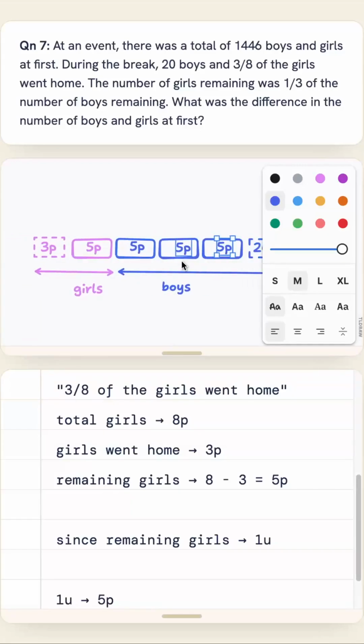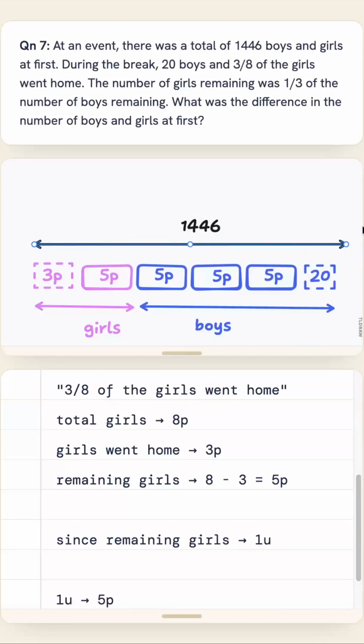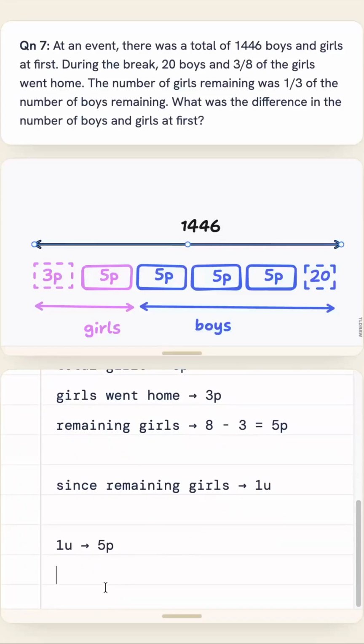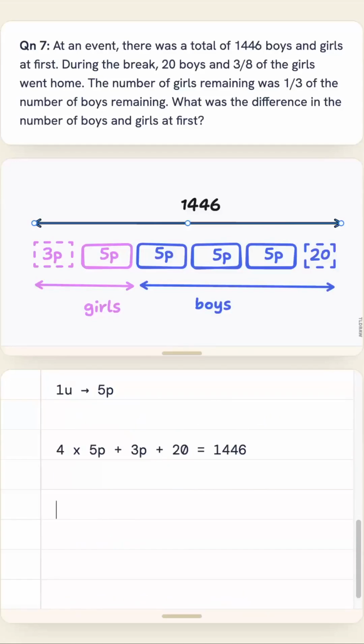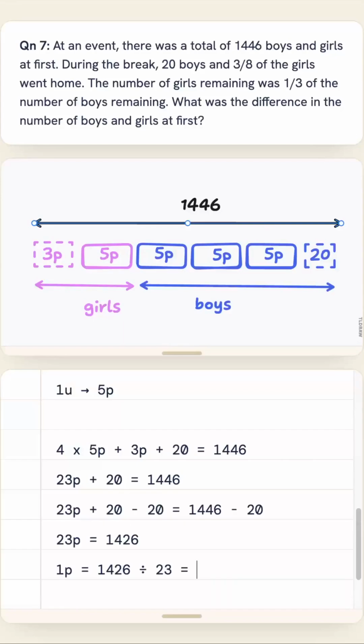Then you could see that we can actually create an equation based on this. And we know the total number of boys and girls is 1446. So that means if you were to calculate from the model itself, it's actually 1, 2, 3, 4. So 4 times 5p plus 3p plus 20 is equal to 1446. So it's over here. So that means this will be 23p plus 20 equal to 1446. And if you were to simplify to get 1p, 1p will be 1426 divided by 23, and this will give us 62.